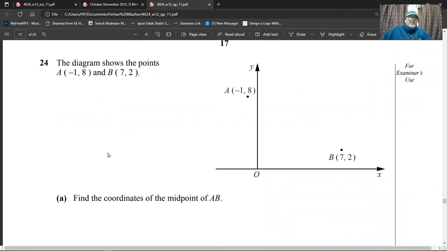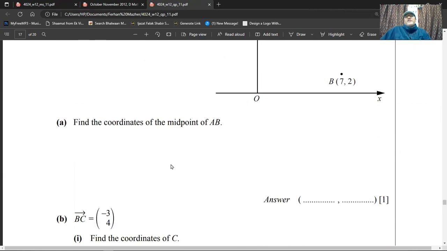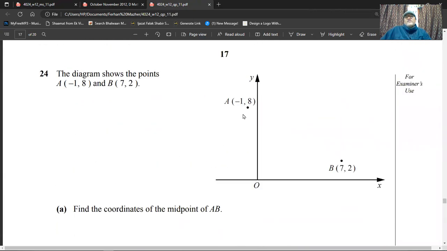Question number 24, he says the diagram shows the points A, which is (-1, 8), and the point B, which is (7, 2). Find the coordinates of the midpoint of AB. Okay, so if you want to find the midpoint of AB, the method is very simple. We know the formula.